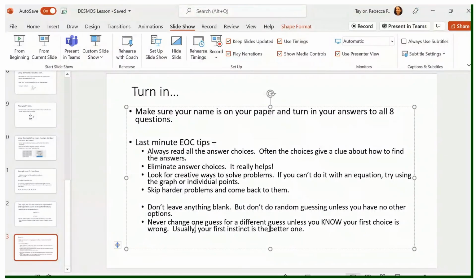Don't change it because it feels wrong, because usually between the first hunch and the second hunch, your first hunch is the better bet. And I can't even count how many times students have changed a correct answer for an incorrect one, because they just started to second guess themselves and overthink it. So go with that first choice. Now, if you're sure the first choice is wrong, like if you are sure that you said that 2 plus 4 was 8, and you're like, but it's 6, so I know it's wrong, then go and change it. So if you are sure it is wrong, yes, go and change it, because now you've eliminated that one, but don't change it for a hunch.